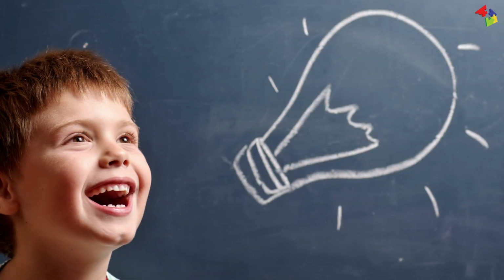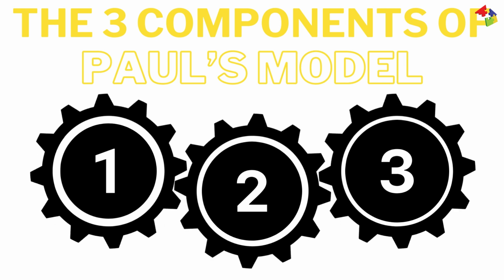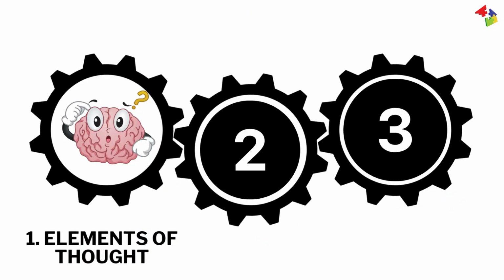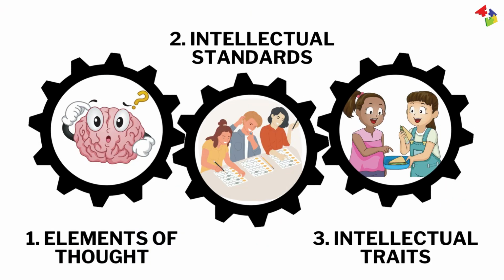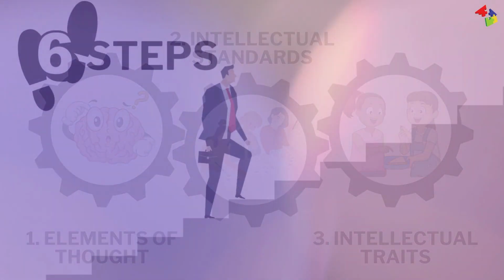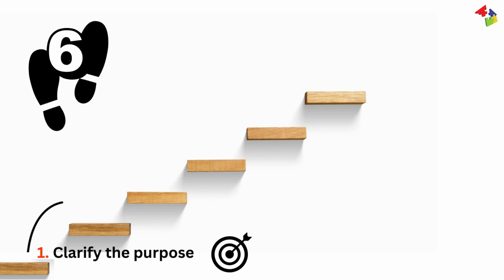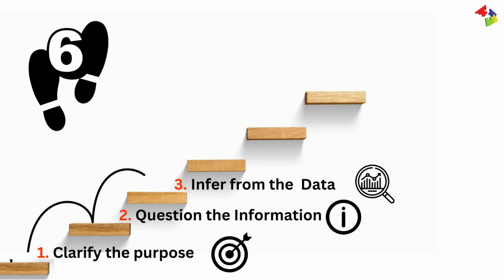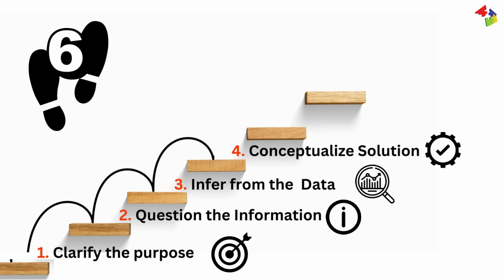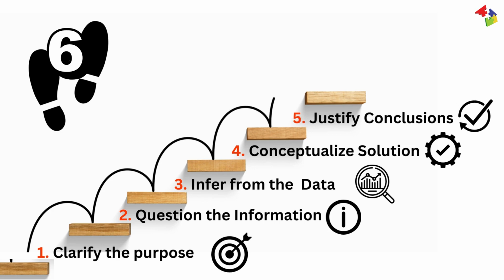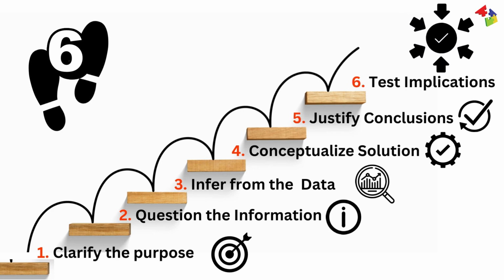And there you have it. The 3 components of Paul's model: elements of thought, intellectual standards, and intellectual traits. And the 6 steps to apply this framework: clarify the purpose, question the information, infer from the data, conceptualize a solution, justify your conclusions, and test the implications.